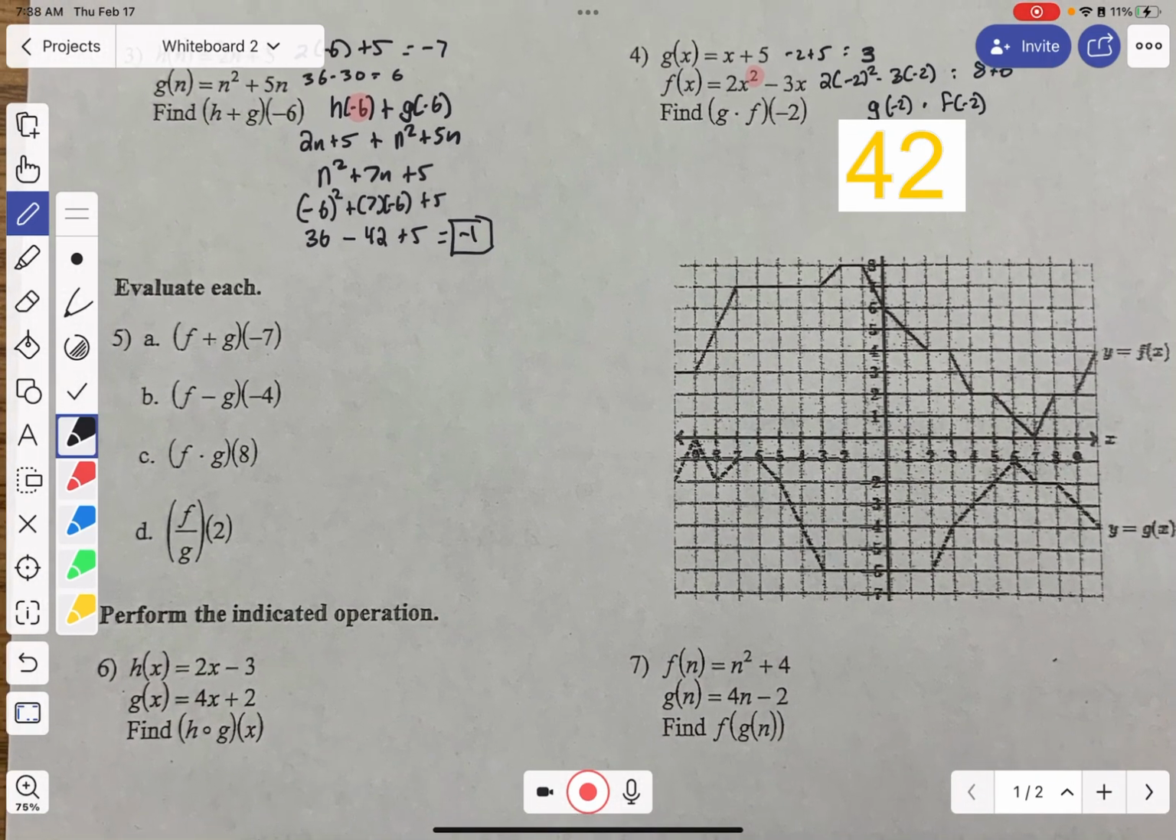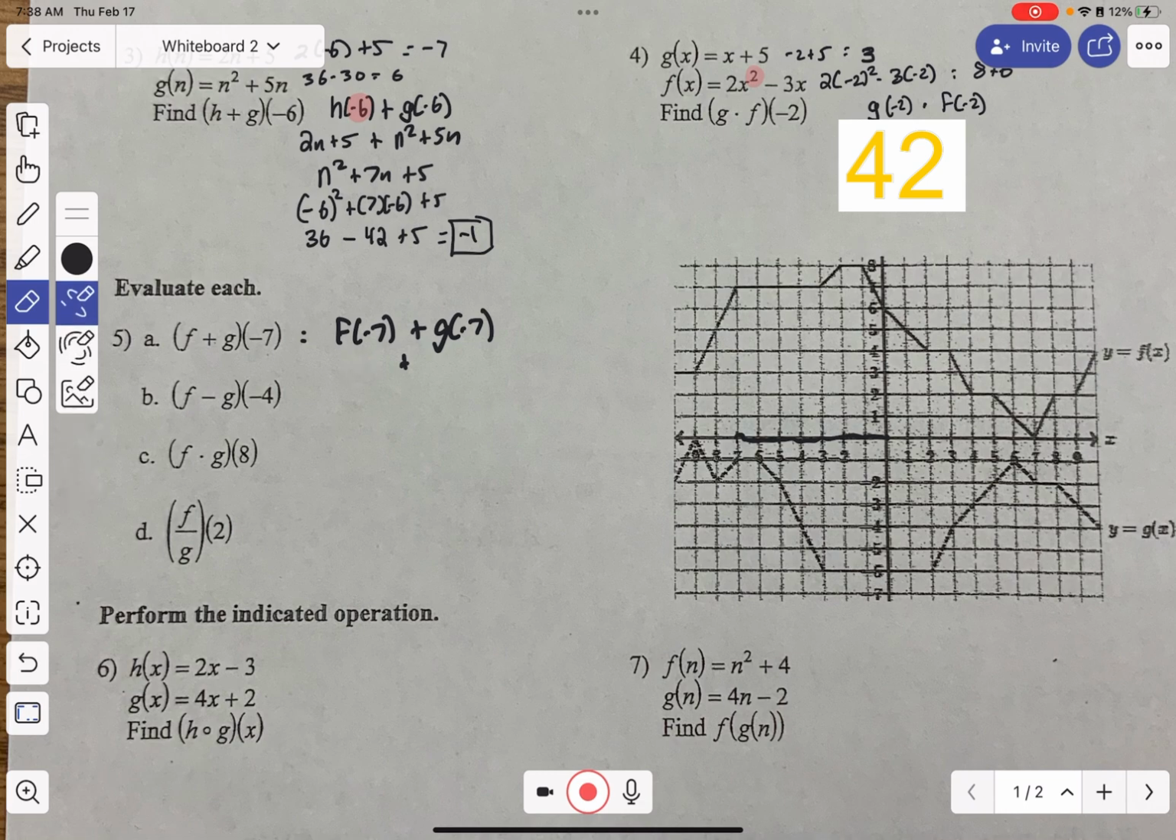All right, the graph ones. Evaluate each. So we have to find f of negative 7 plus g of negative 7. So f of negative 7, so I go over to negative 7. That's negative 1 plus g of negative 7. Oops, I'm sorry, my error. I went down, I didn't look at the functions. So we go up to the top there. I'm sorry, the f function is on top. Make sure you double check that, unlike I just did. I didn't double check it.